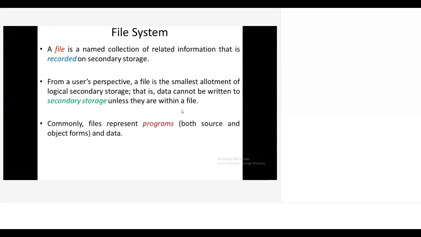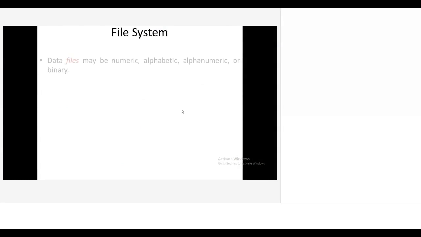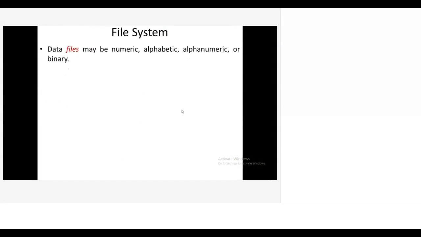So commonly files represent programs, both source and object form, and data. Now, data files may be numeric. Different types of files are there: numeric, alphabetic, alphanumeric, or binary. So files may be freeform, such as text files, or may be formatted rigidly.